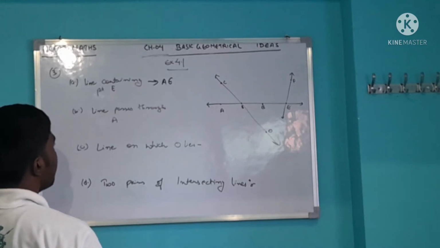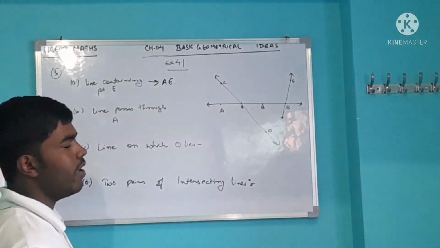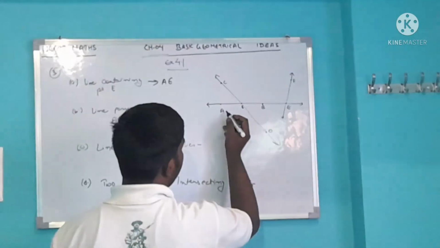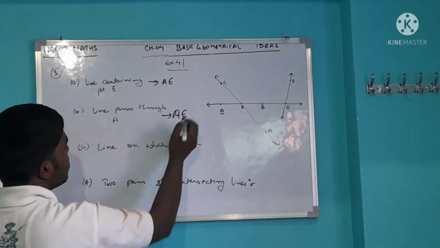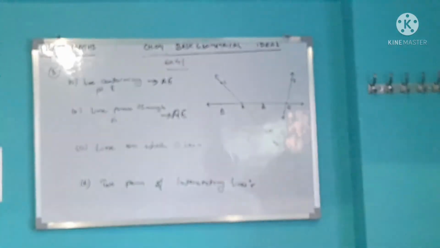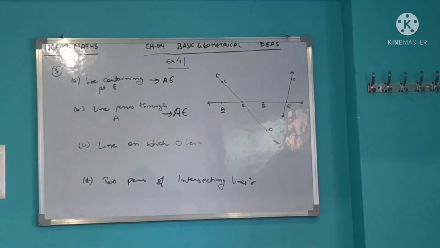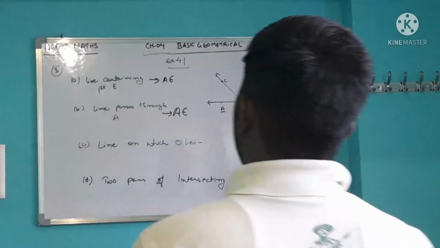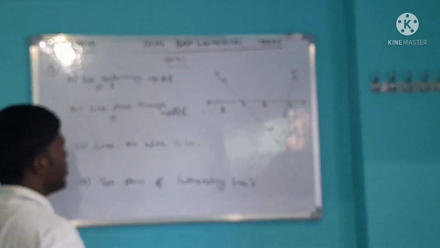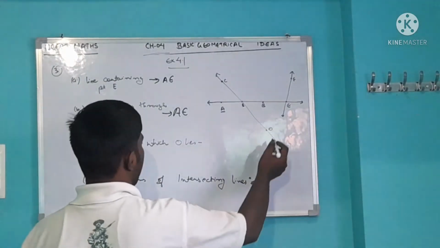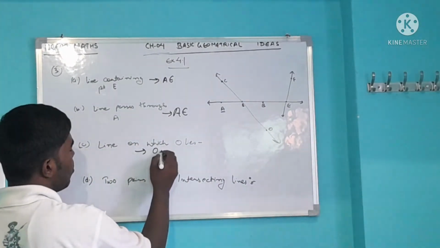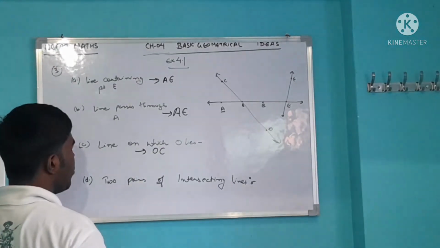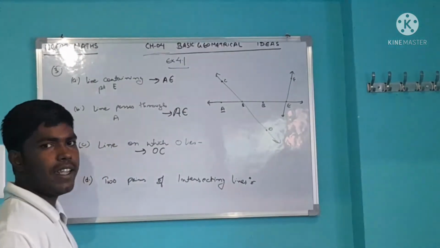In second part we have a line passes through A. In this figure we see that the A point is here and the line is AE again. So here we have points AE. For C we have a line on which O lie. Again for this figure we have a line OC and O lies on it also. Answer will be OC. For D part we need to find 2 pairs of intersecting lines.